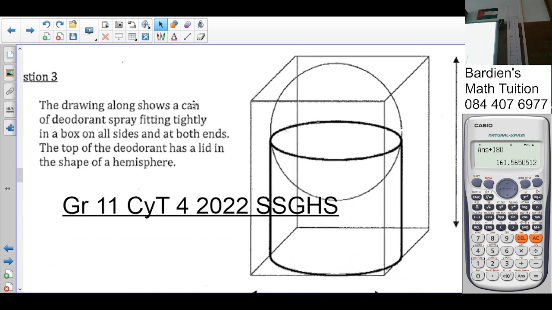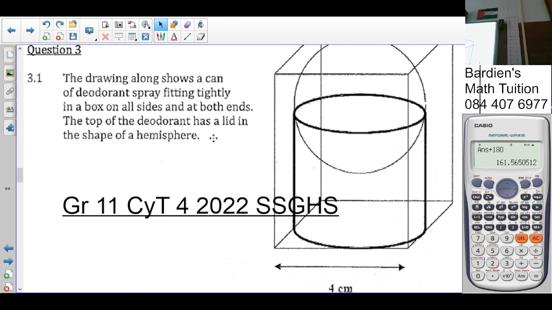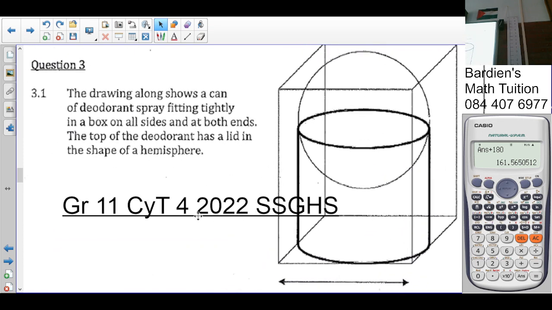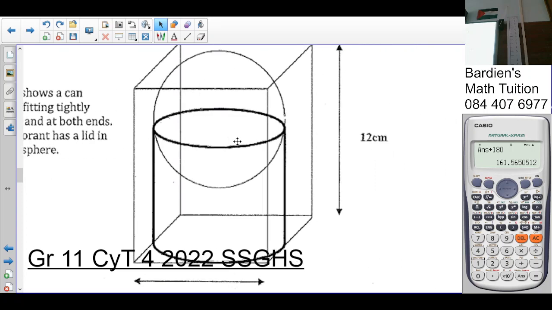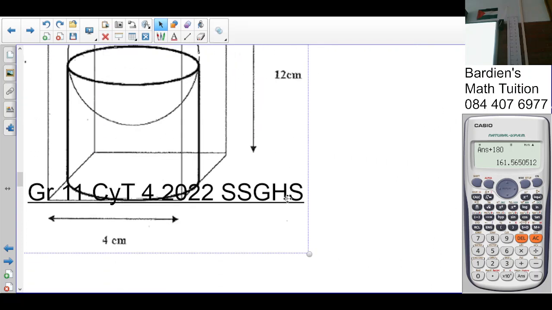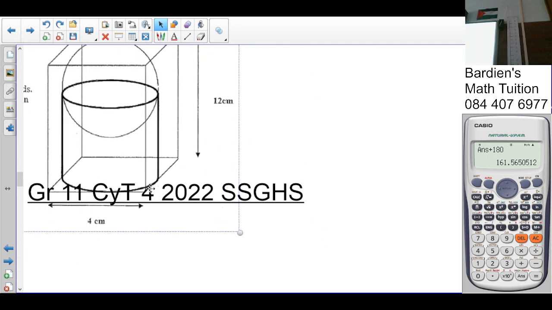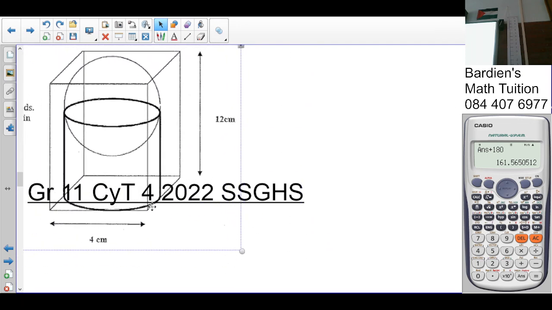Okay. People, question 3. We are told that the drawing alongside shows a can of deodorant spray fitting tightly in a box on all sides and at the bottom end. The top of the deodorant has a lid in the shape of a hemisphere, which is half a sphere. Okay, so I'm going to minimize this a bit. Everything that was given is on this diagram here, of course.